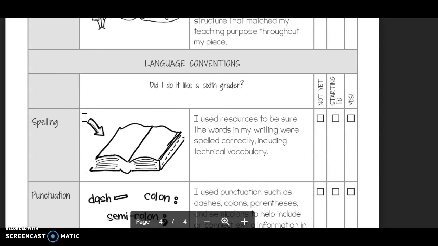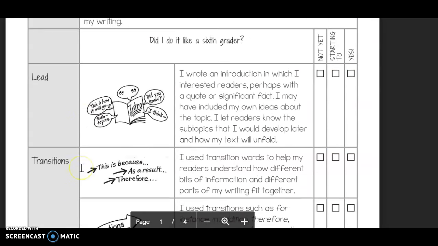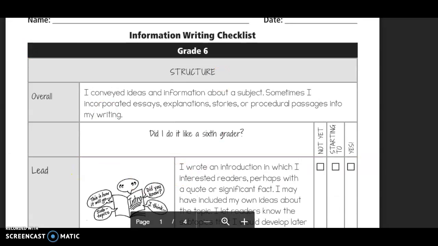Okay, and then the last couple things, spelling and punctuation, of course, those are always important, and we've covered those a lot in our topics. And you can see on our rubric, just like we've done before, we have not yet, starting to, or yes. So those are the ways that you will be getting feedback, and I would like you to think about that now as we look at our sample project.